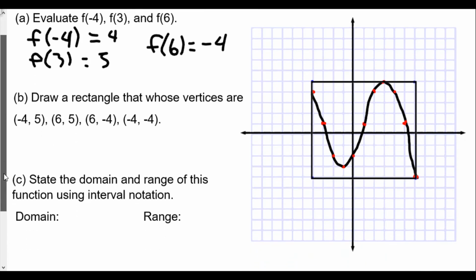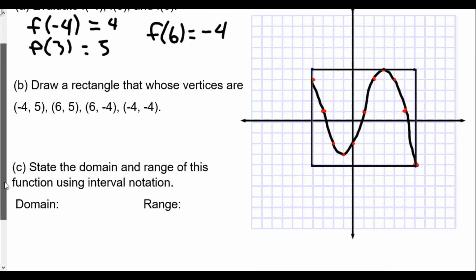It says here, state the domain and range of this function using interval notation. So we know our domain: the leftmost x value is negative 4. So it's going to be negative 4 here. And we're including, in this case, the rightmost x value, which is going to be 6. We're including these values here. So this would be another way to write the domain, but they wanted us to write this in interval notation.